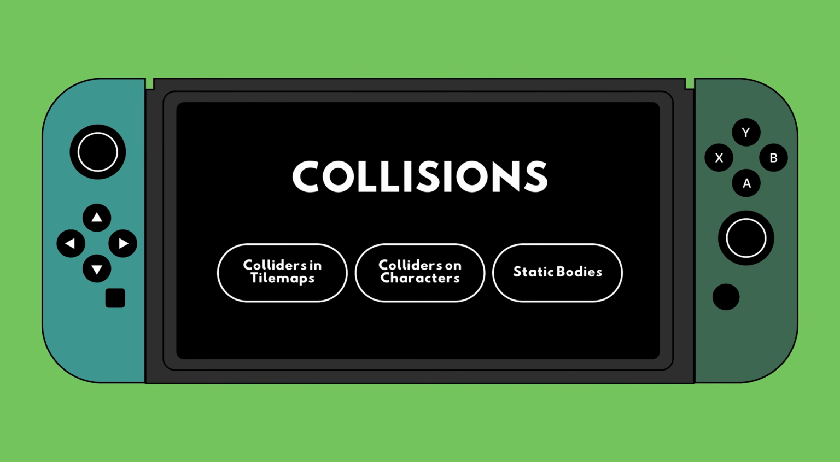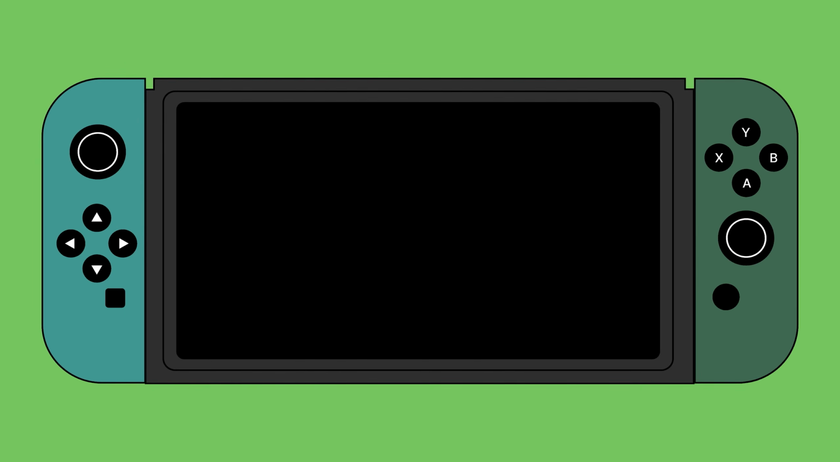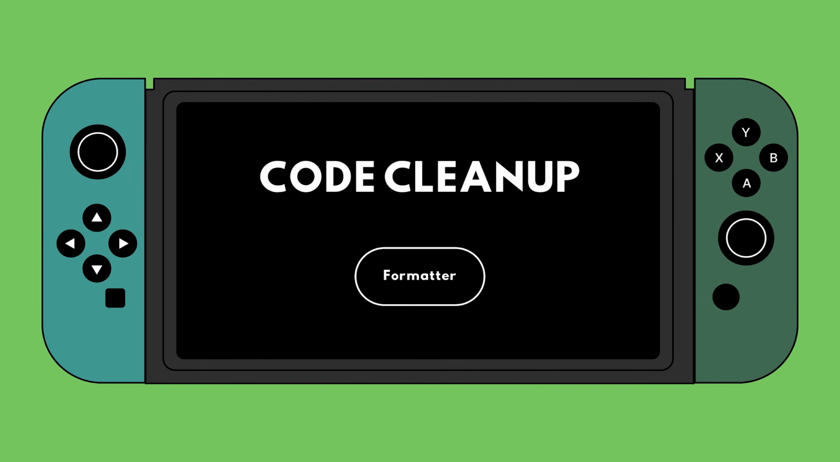And that includes things like colliders inside of a tile map layer, the collider on a player, things like static bodies, etc. And finally, before this video, what I actually did was I reformatted the code a little bit and cleaned it up. Everything is available for you inside of the repository.